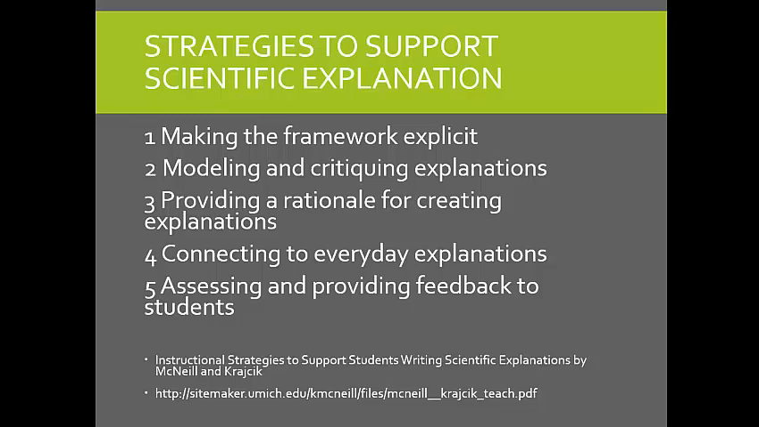The second strategy is modeling and critiquing explanations. We need to give students examples of science writing, both good and bad examples. By working through a poor example and modeling the process of improving it, students can learn a great deal about how they can generate their own good writing. And we'll talk a lot more about modeling when we get to social cognitive theory, but modeling and critiquing and looking at sample explanations and talking about what's good and bad is really important.